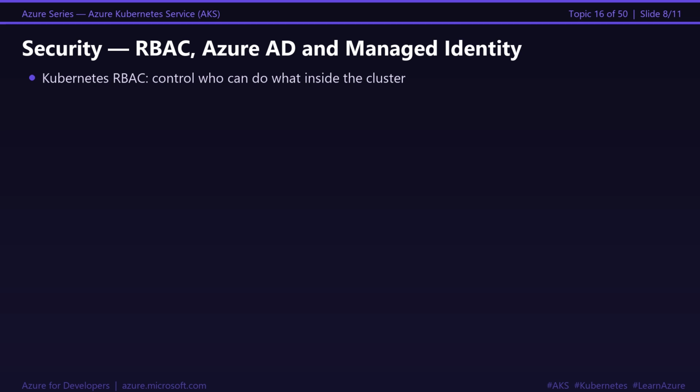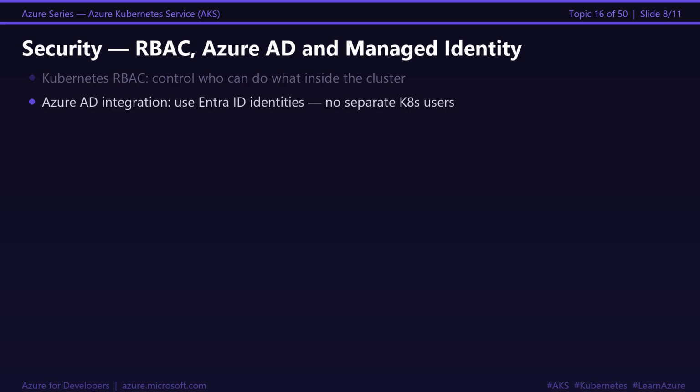Without RBAC configured properly, any authenticated user has full cluster access. Integrate AKS with Azure Active Directory so your team logs in with their corporate identity. No separate Kubernetes usernames and passwords to manage. When someone leaves the organization, revoking their Azure AD account revokes their cluster access automatically.